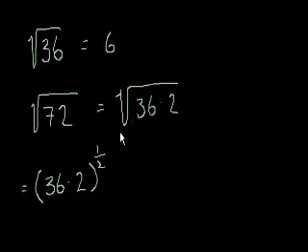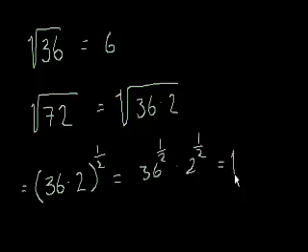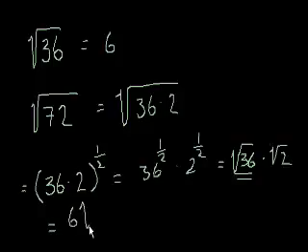And we learned from the exponent rules that when you multiply two numbers and then raise that to the 1/2 power, that's the same thing as raising each of the numbers to the 1/2 power and then multiplying them. Right? Well, that right there is the same thing as saying the square root of 36 times the square root of 2. And we already figured out what the square root of 36 is. It's 6. So that just equals 6 times the square root of 2.